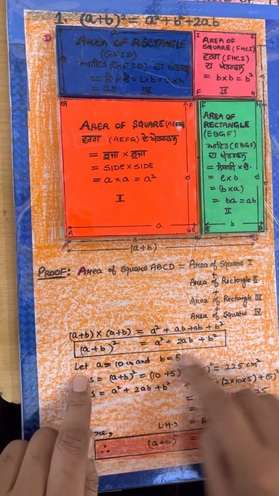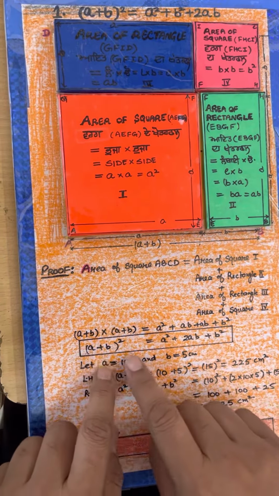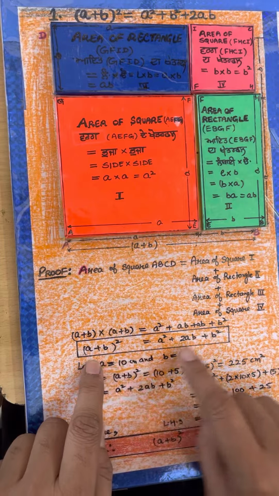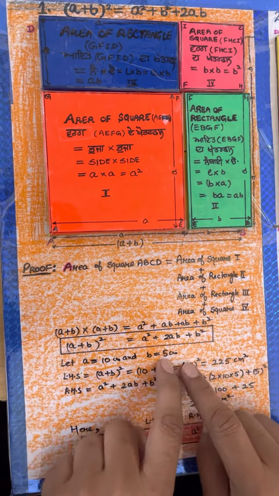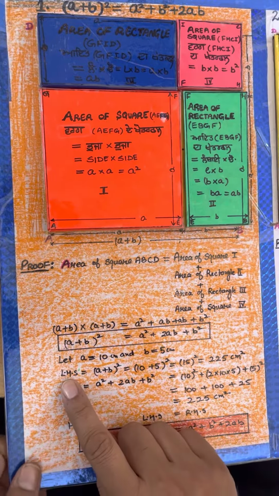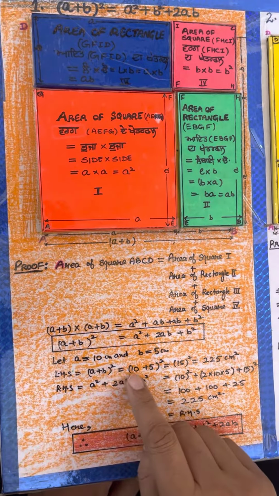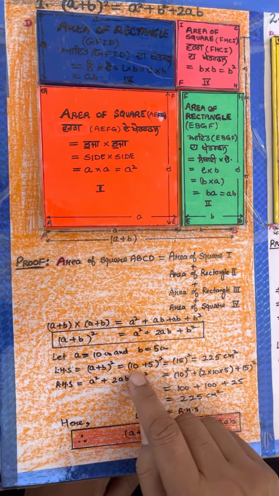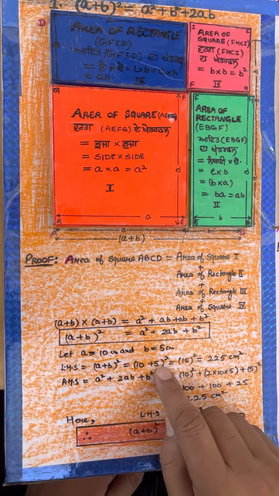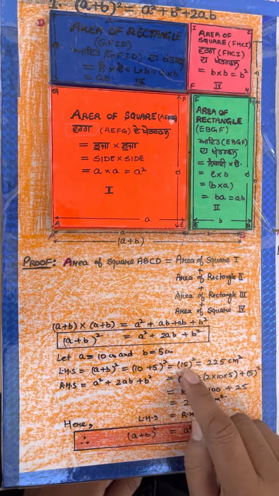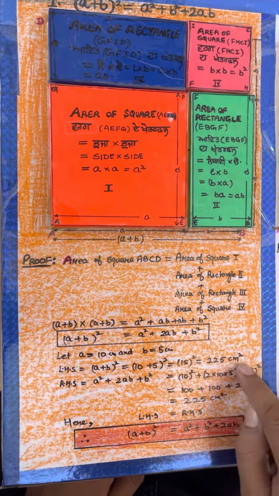Okay, now in order to justify this identity, let a be equal to 10 centimeter and b be equal to 5 centimeter. The left hand side, (a plus b) whole square, will become equal to, putting the value of a equal to 10 and b equal to 5, (10 plus 5) equal to 15. 15 whole square equal to 225 centimeter square.